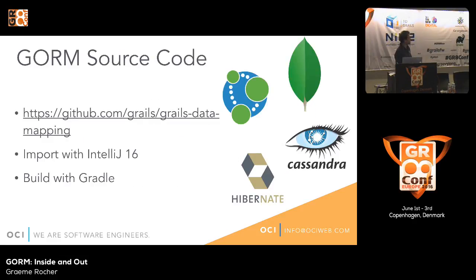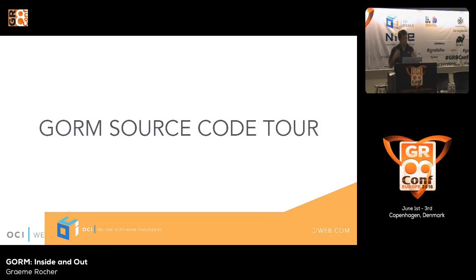So in terms of the source code, if you want to play with GORM, the source location is the Grails data mapping repository, and it's got a build.gradle file. You just open that build.gradle file in IntelliJ 16, and you build it with Gradle. You can type gradle install to install the latest snapshot into your local repository, and you can start hacking on GORM if you want. But now I'm going to start with the GORM source code tour.